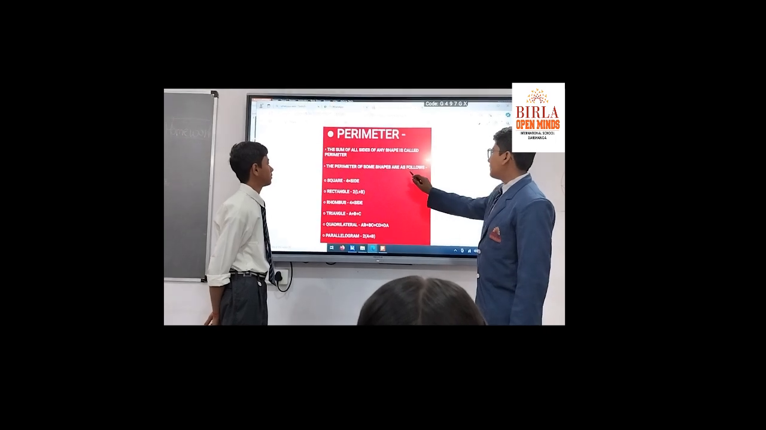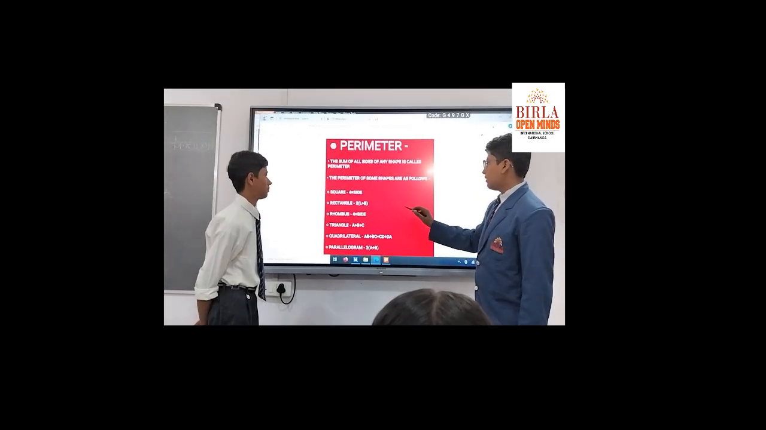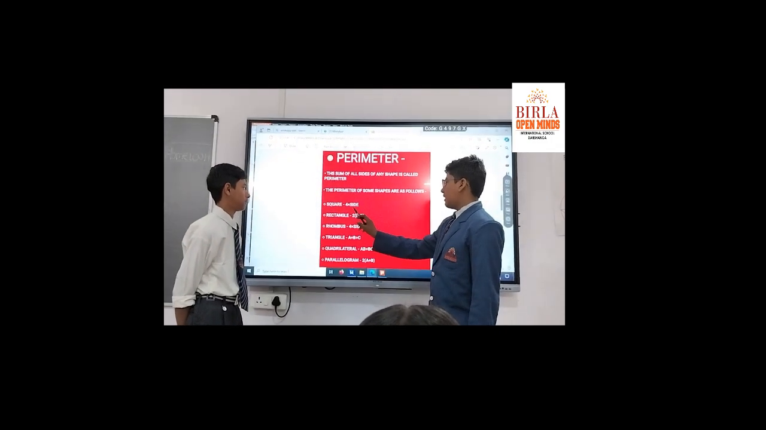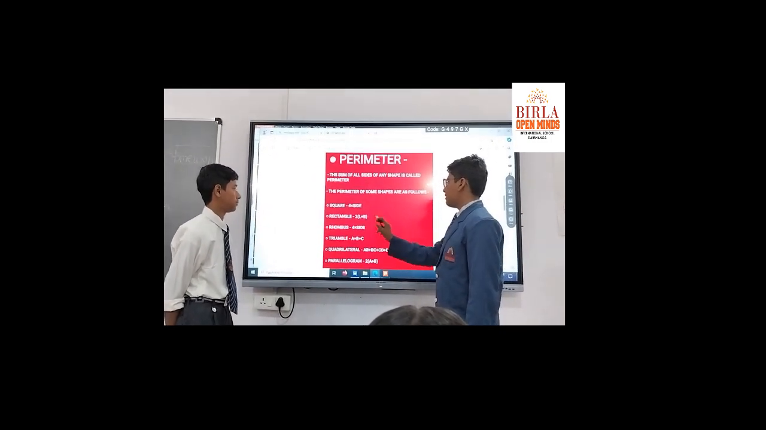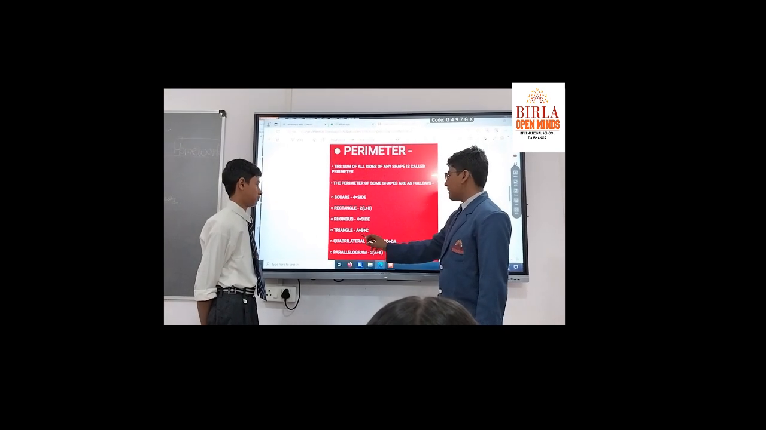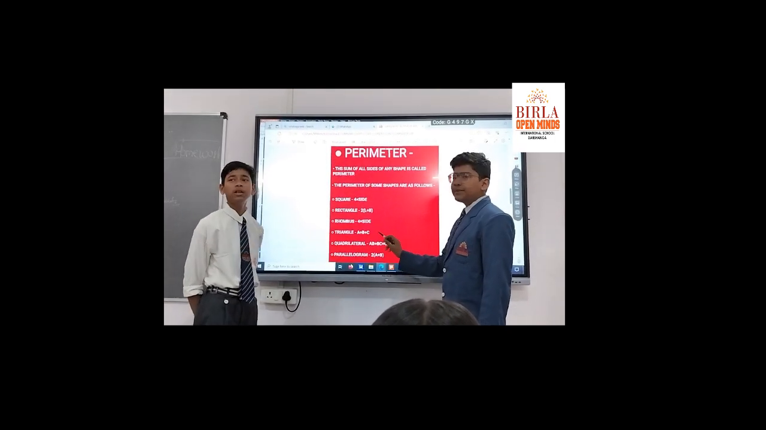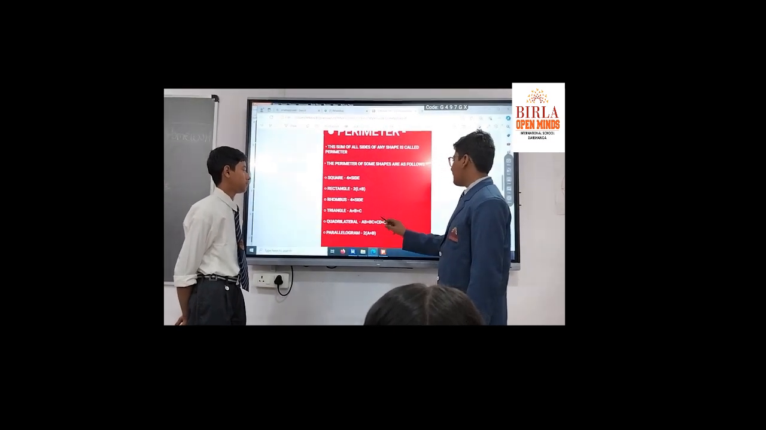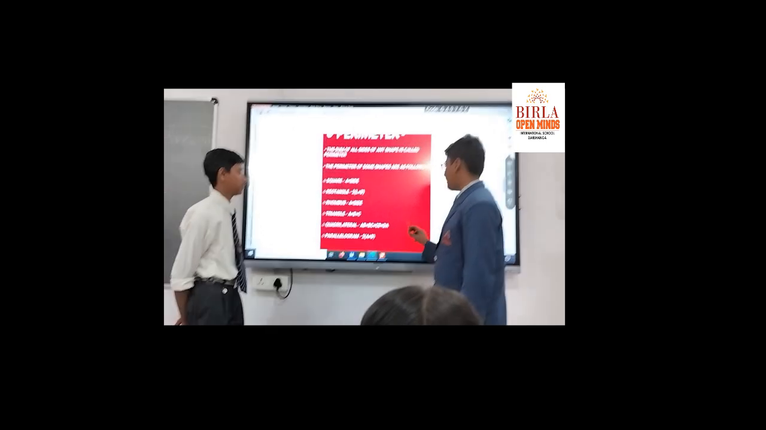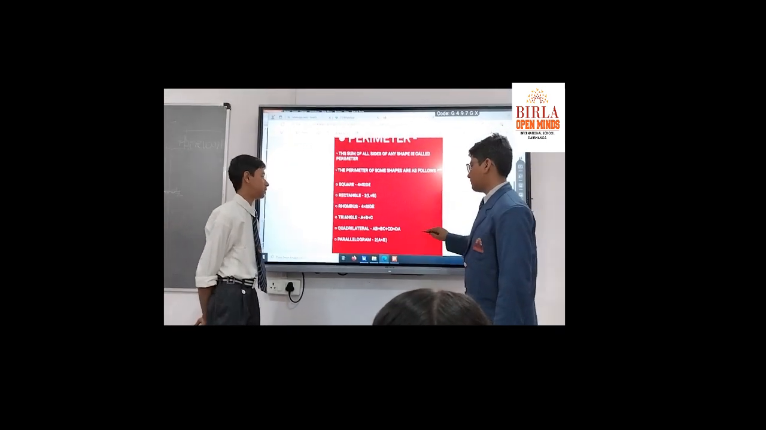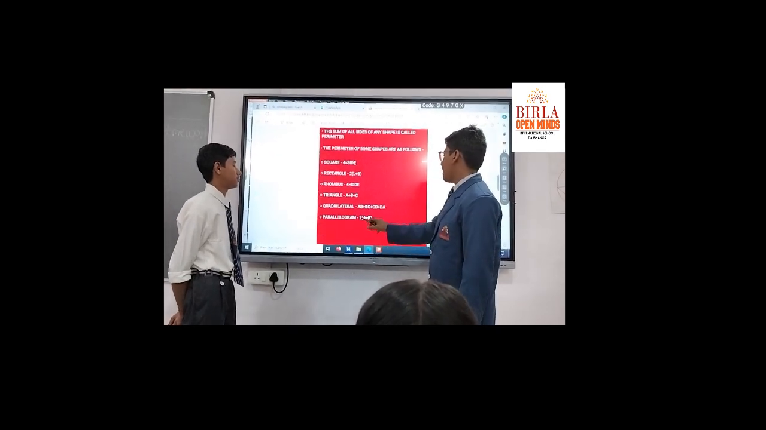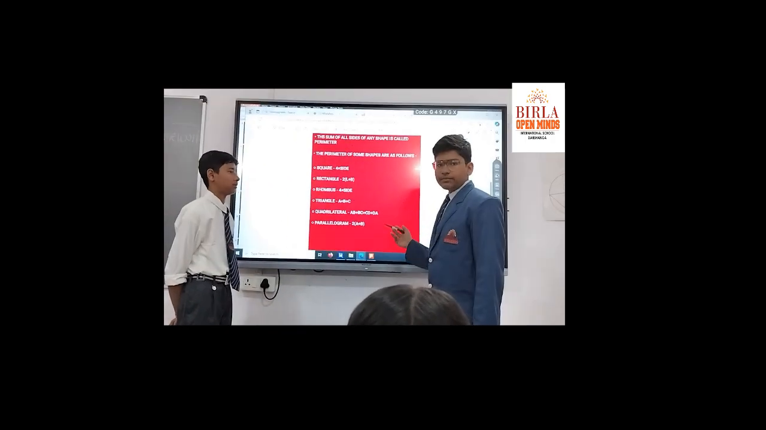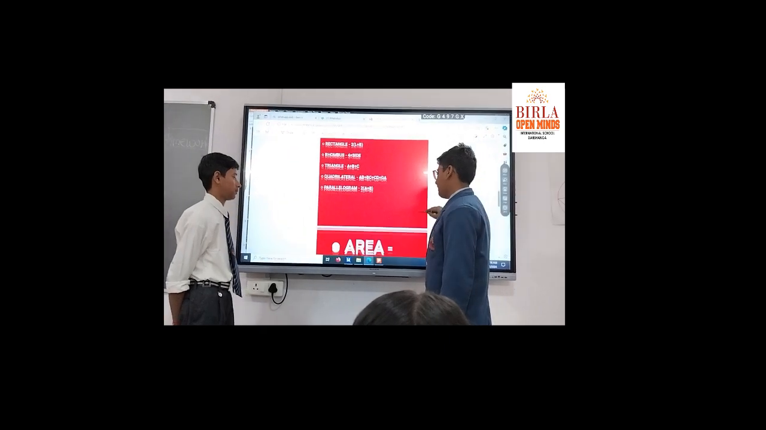So here are some examples of perimeters. First is a square. A square's perimeter is 4 into the side. For a rectangle it is 2 into (L plus B). Rhombus is 4 into the side. For triangles it is A plus B plus C, where A, B and C are the sides of the triangle. And for a quadrilateral, AB plus BC plus CD plus DA, which are also the sides of the quadrilateral. And the parallelogram is also 2 into (A plus B), where A and B are the sides of the parallelogram.